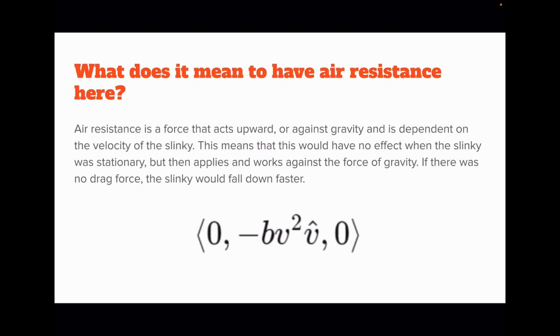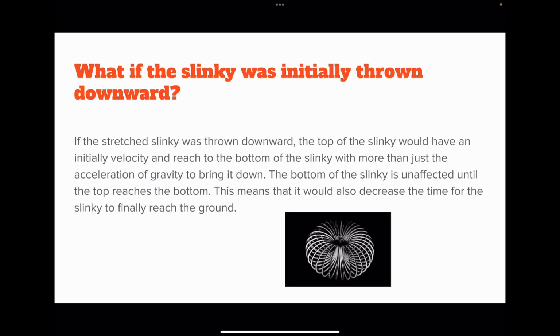This means that it would have no effect if the Slinky was stationary, such as the bottom. As you can see, we did not have air resistance in our equation for our forces because there's no velocity, so there's no air resistance. It applies and works against the force of gravity once the entire thing is pulled to the ground. If there was no drag force, then the Slinky would fall down faster since there's no force pushing it upward.